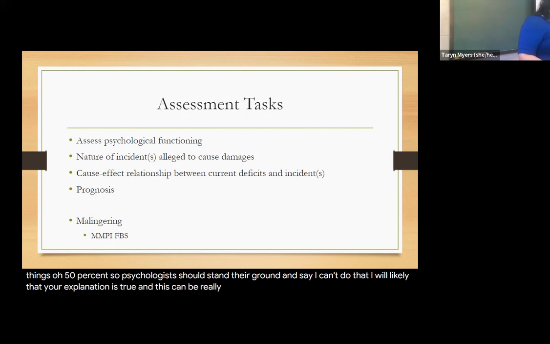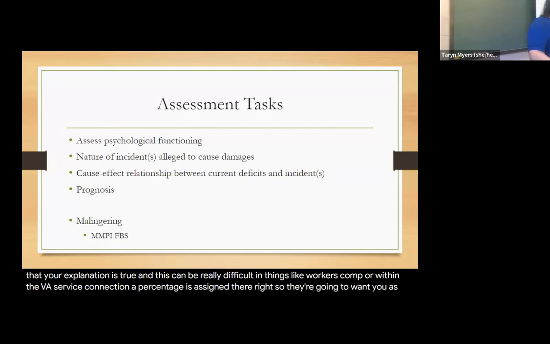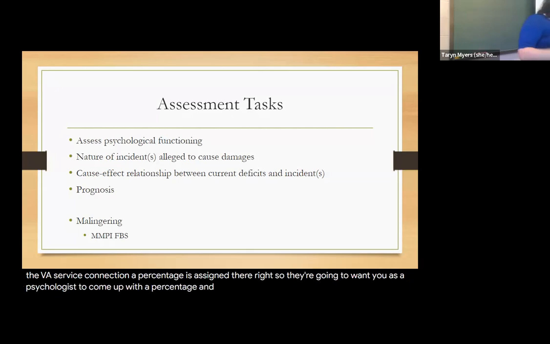And this can be really difficult in things like workers' comp or within the VA service connection. A percentage is assigned there, right? So they're going to want you as a psychologist to come up with a percentage, and it's difficult.